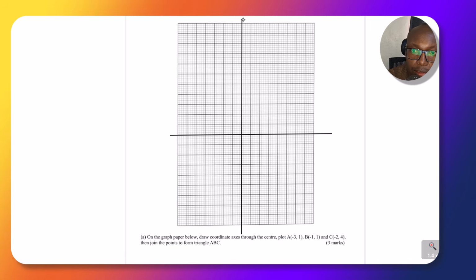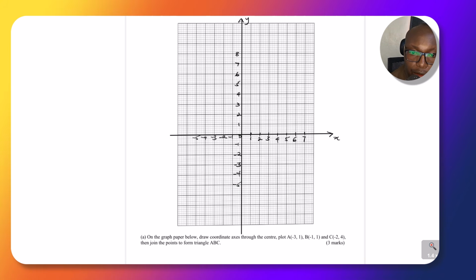So this is the axis. We have the y-axis and the x-axis. We have 0 there. We have 1, 2, 3, 4, 5, 6, 7, and -1, -2, -3, -4, -5, then 1, 2, 3, 4, 5, 6, 7, 8, and -1, -2, -3, -4, -5.